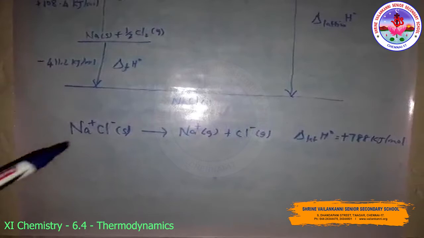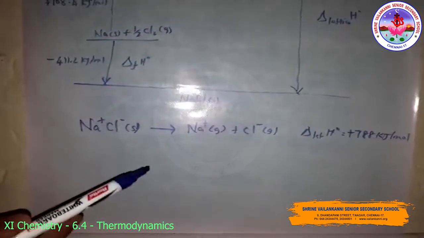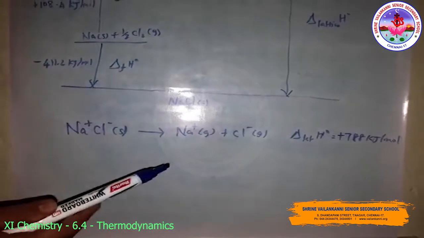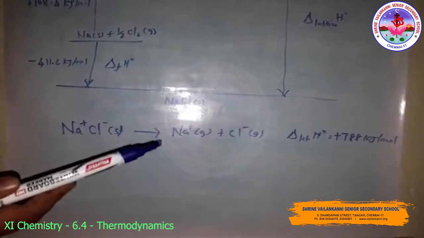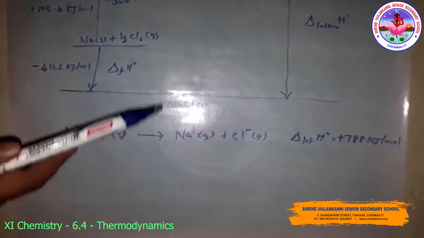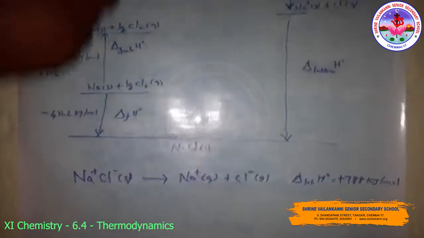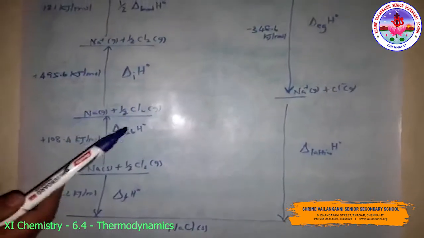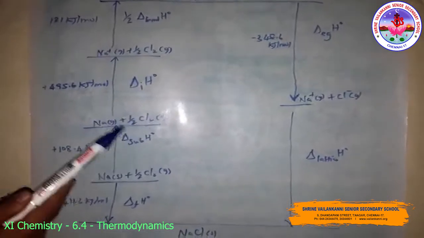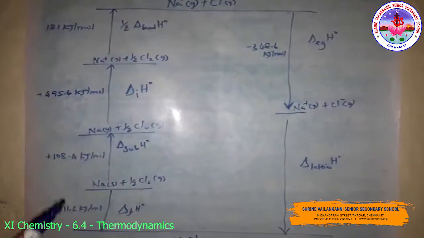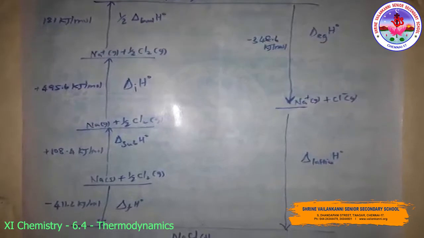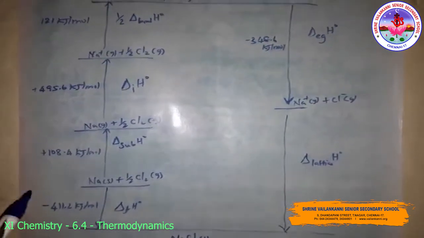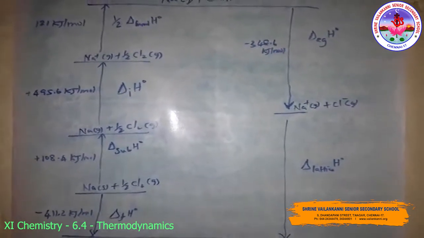Since it is impossible to determine lattice enthalpies directly by experiment, we use an indirect method where we construct an enthalpy diagram called the Born-Haber cycle diagram. This is the enthalpy diagram for the lattice enthalpy of NaCl. We can calculate the lattice enthalpy of NaCl by the following steps.